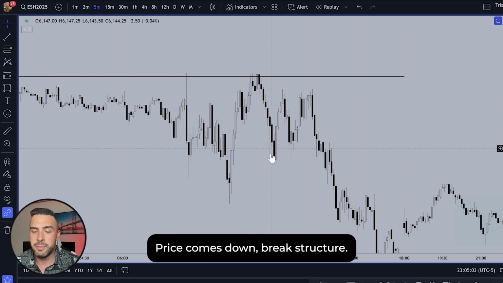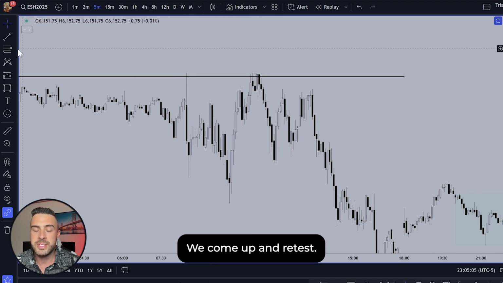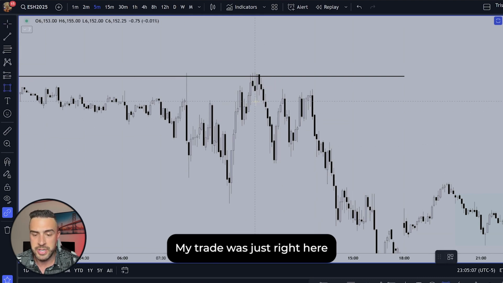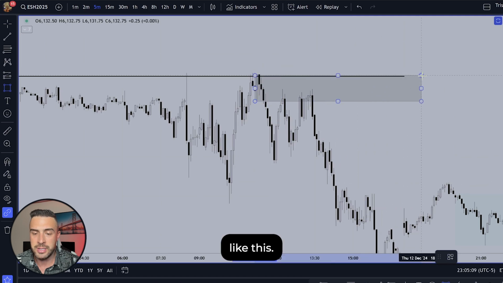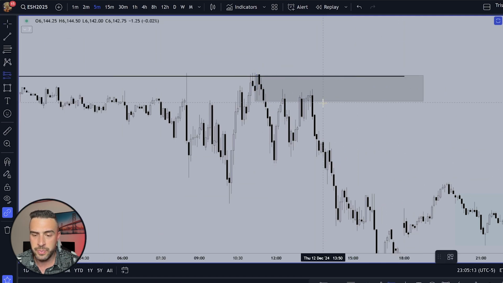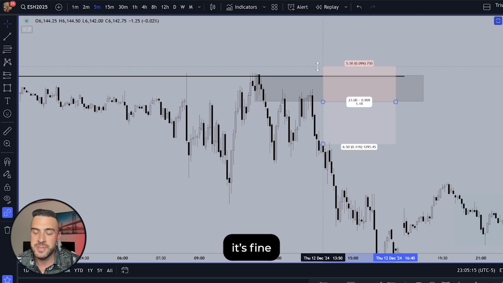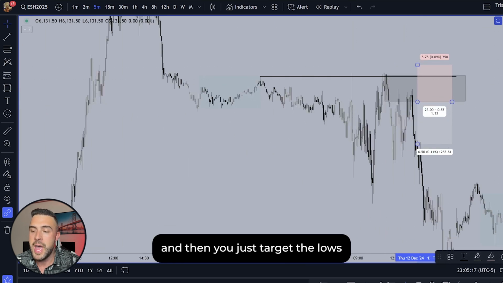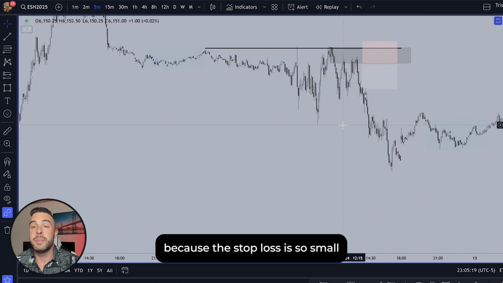Price comes down, breaks structure. We come up and retest. My trade was just right here, taking it on the full block like this, and draw your risk to reward tool. Don't need to get too tight with your entries. It's fine. The stop loss is already small enough. And then you just target the lows. Because the stop loss is so small, it gives us a really good risk to reward.